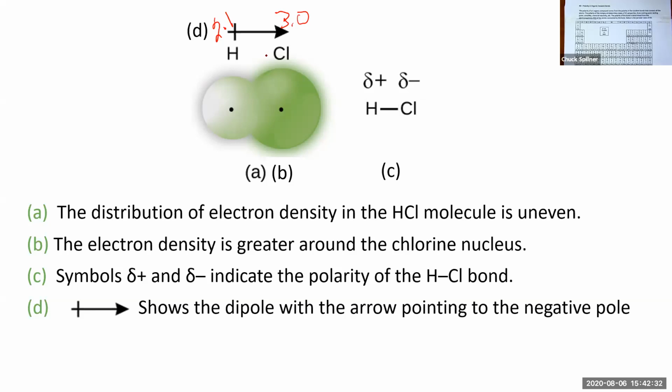We represent that with a delta minus, and the hydrogen becomes partially positive, and we represent that with a delta plus. And then lastly, we show an arrow pointing to the chlorine, and that arrow is the symbol used for showing dipoles. So that shows the dipole in that bond. And since HCl is a molecule, that's a dipole in the molecule also.